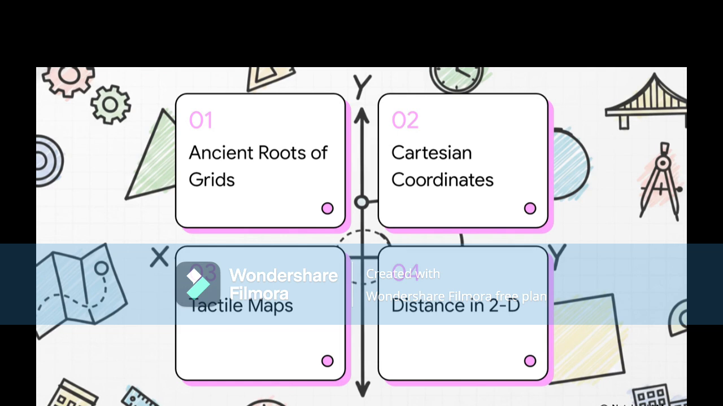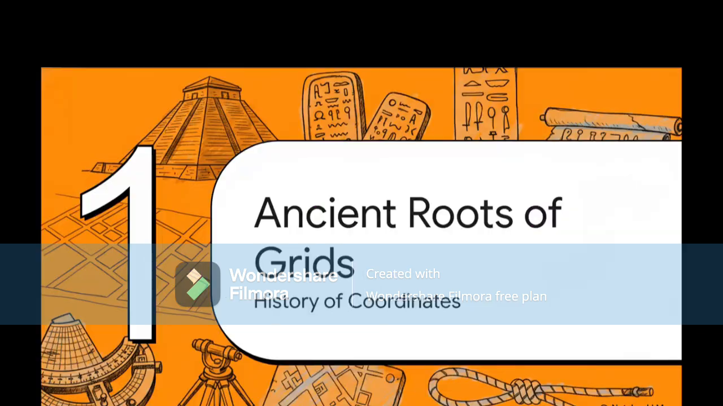To really wrap our heads around this, our agenda today will cover four main areas. We'll start with the ancient roots of grids, then break down the Cartesian coordinate system, look at an amazing real-world application in navigating through tactile maps, and wrap up by calculating distance in 2D space. All right, let's jump right into Section 1, the ancient roots of grids.